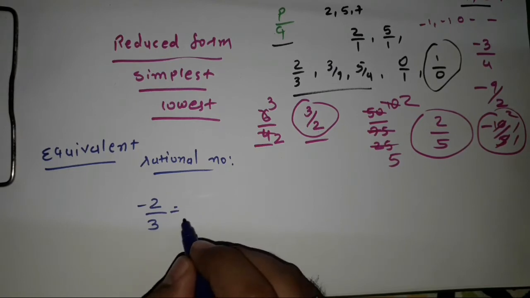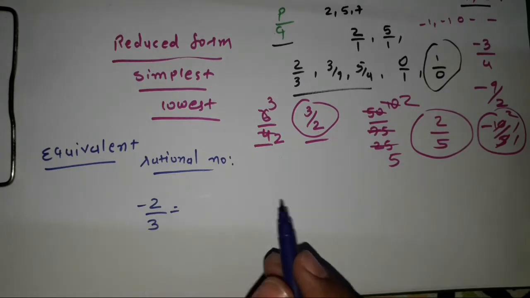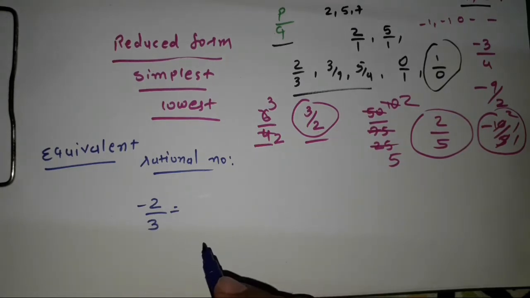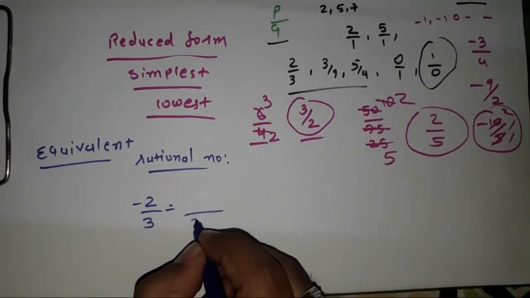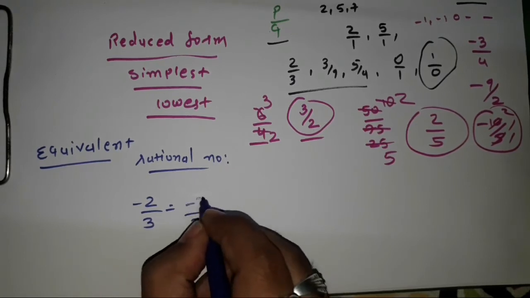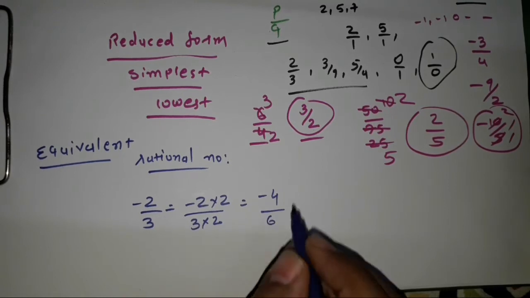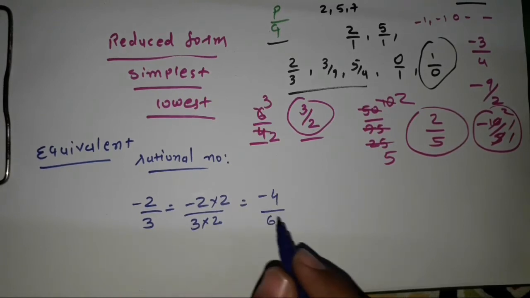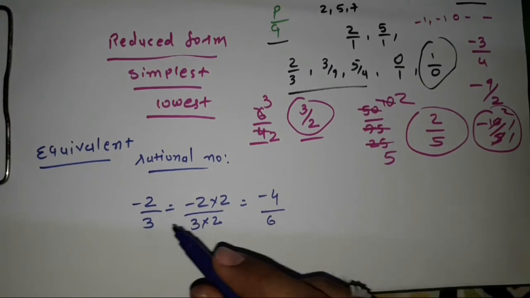So for that, if I am multiplying 3 with 2, I have to also multiply the numerator with 2. This is the rule which we studied even during fractions: if I am multiplying the denominator with any number, I have to also multiply the numerator with that same number, with the same sign. So here I am multiplying this 3 with 2, so I have to also multiply this minus 2 with 2. So minus 2 2s are minus 4 upon 6. So this is the equivalent rational number, and if you find the reduced form for this one, you will again get this one.